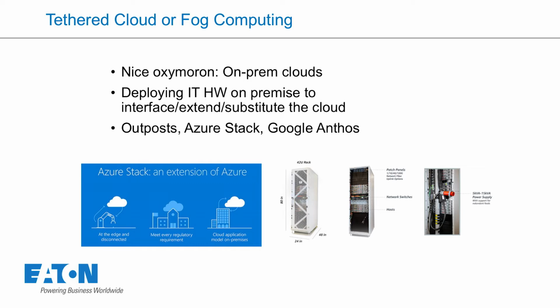The fog computing, you have to deploy IT hardware on premise where you need to interface with different equipment at the rack level. If it's an industrial side, with different types of machines. And that's what we're going to talk about, machine learning and deep learning with the artificial intelligence later on. And how to make it an extension of the services that you're receiving from the cloud, integrated with, maybe you're doing a fog computing or a tethered cloud in your enterprise. Okay. So we're talking about Outposts, Azure Stack, Google Anthos, just to name a few of what can be an extension of the cloud.